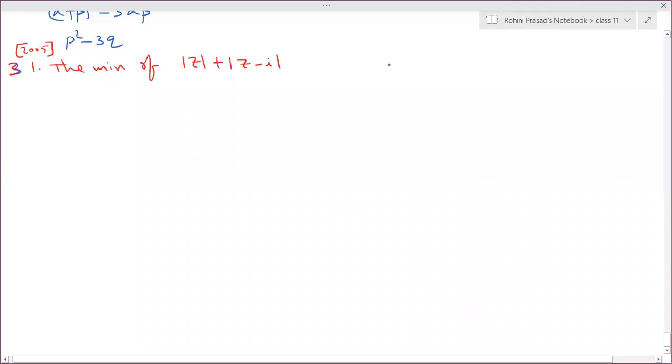We have a triangular inequality: mod z1 plus mod z2 is greater than or equal to mod of z1 plus z2. So it's straightforward from the triangular inequality in a triangle. In any triangle, the sum of the lengths of two sides is more than the length of the third side. And if they are equal, then the 3 points are collinear, they won't form a triangle.